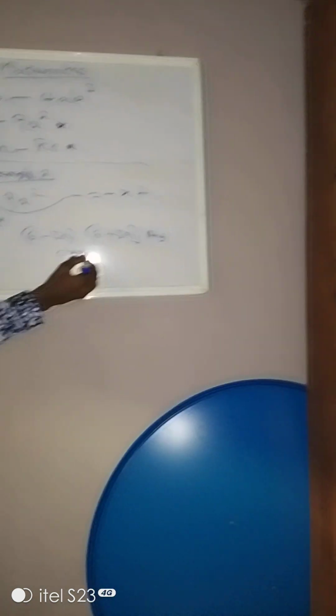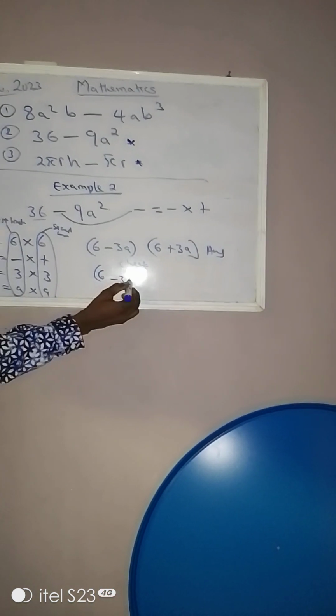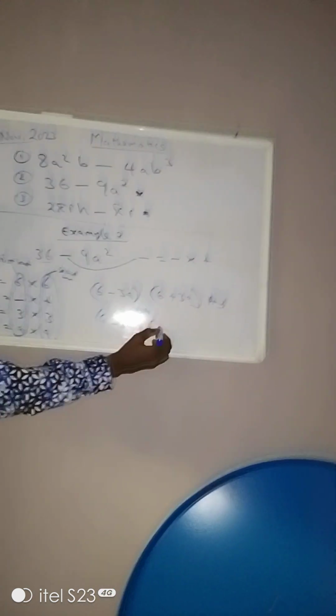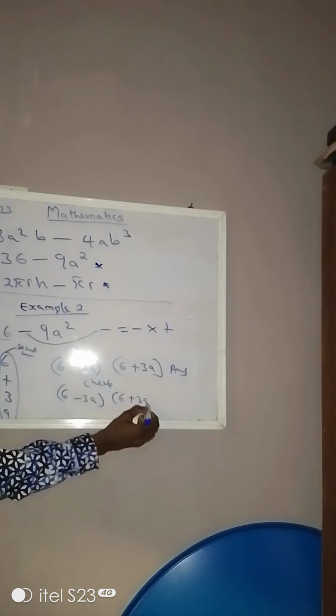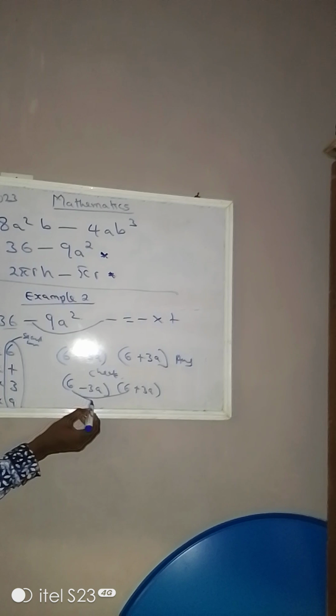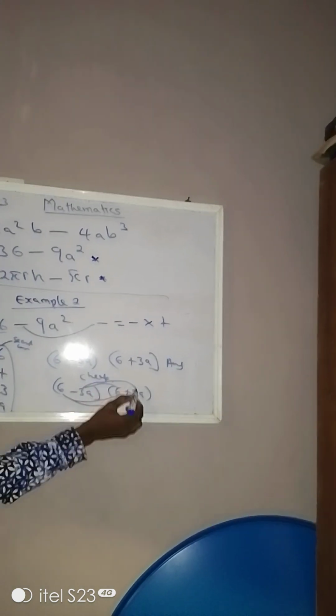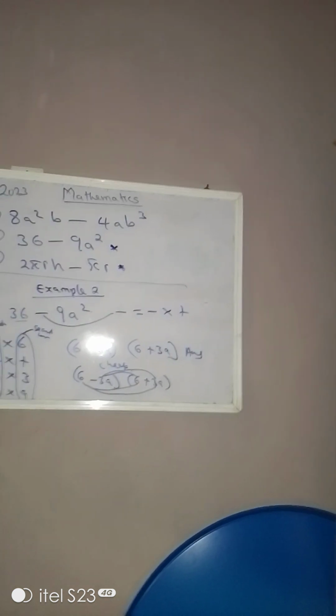So if we apply the distributive concept from here, we are going to get this. Now let's check. Distributive concept: 6 minus 3a, close bracket, 6 plus 3a. Now let's do the distributive concept. This multiplied by this, and then this one, and let's see what comes out from it.